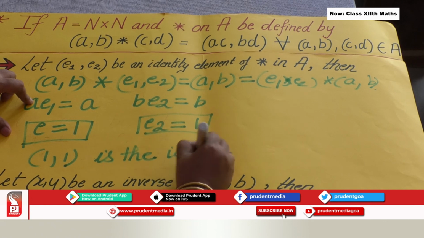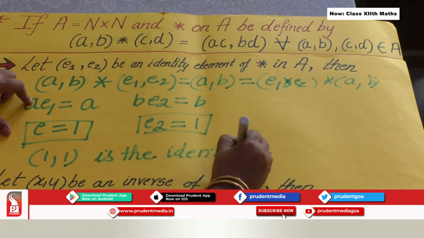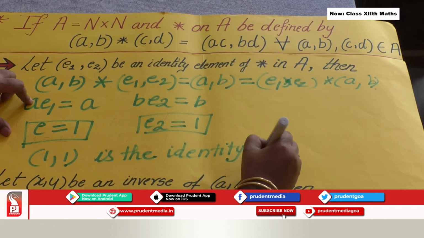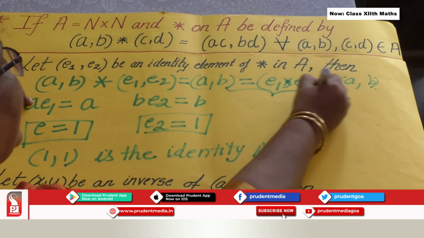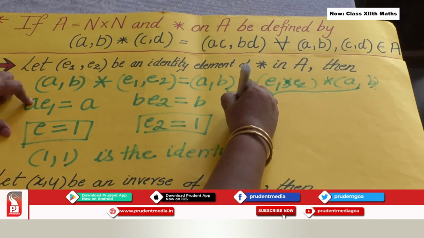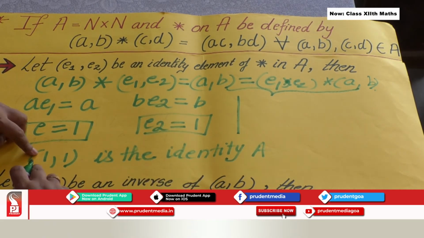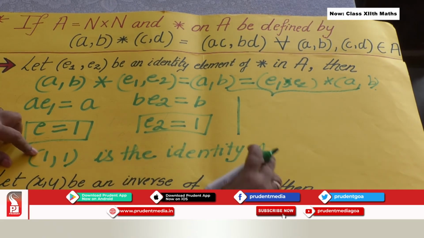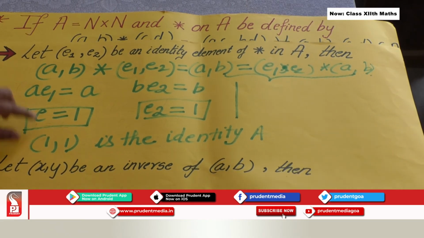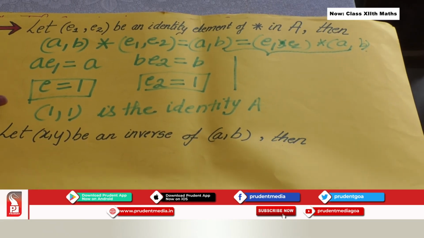1 comma 1 is the identity element of which set? Set A. If you take it the other way again, this is a homework for you all, just try this, you will get the same answer. Therefore 1 comma 1 is the identity element. If there is an identity element, you can proceed further to check whether the inverse exists.